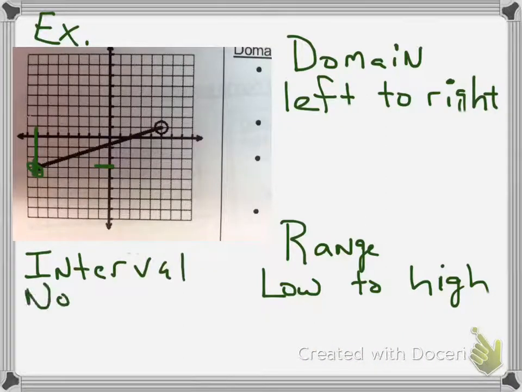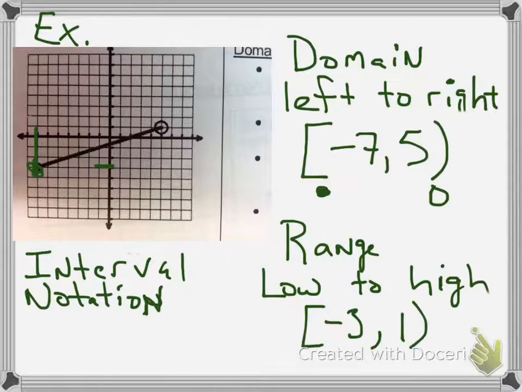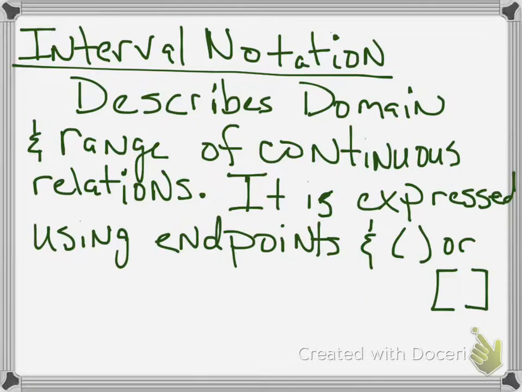So what is interval notation? Hold on a second, I'm going to pop over to this slide. Interval notation describes domain and range of continuous relations. It is usually expressed using endpoints only. You don't have to say x and y; you could just fill in the blank for domain and range. But you're doing just the endpoints, and you're using either parentheses or brackets.